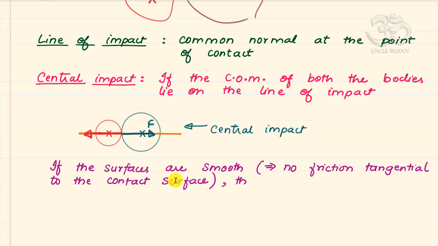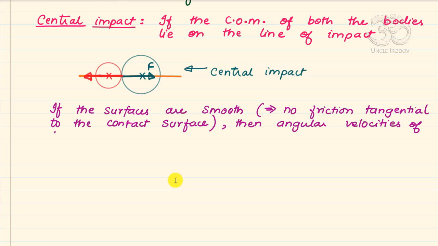then omega or angular velocity of these objects will remain a constant. Angular velocities of these objects will remain constant.